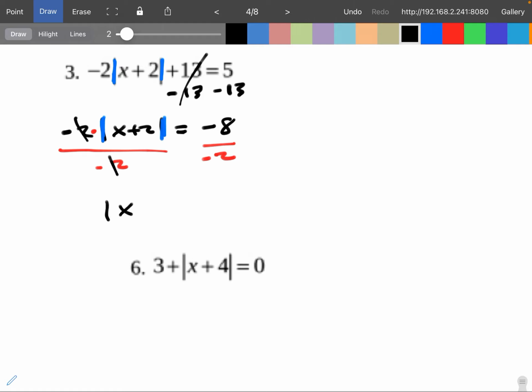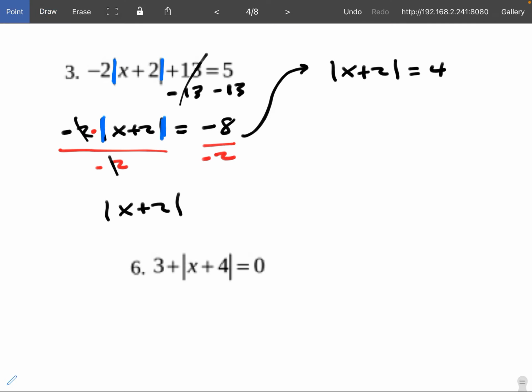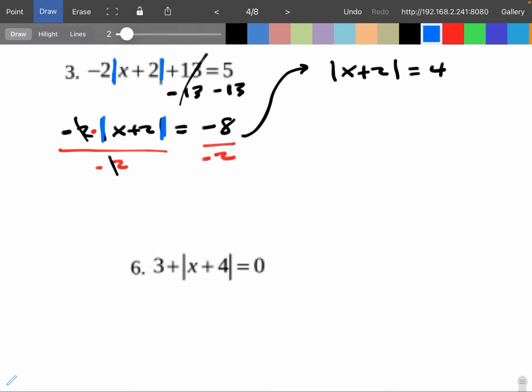And again, you should see that these cancel out and make a 1. So the -2's cancel out on the left-hand side. And now all you have on the left-hand side is the absolute value of x plus 2. Actually, let me come over here so I got some more room. I have the absolute value of x plus 2 is equal to -8 divided by -2. What is that? Positive 4, right? If you got a negative divided by a negative, that's going to be a positive.